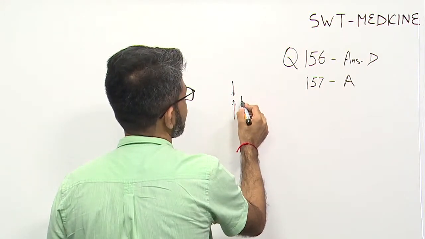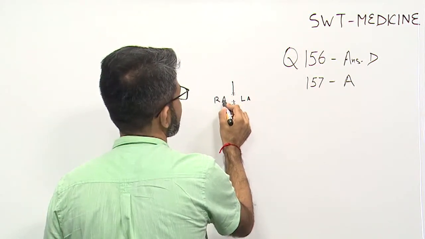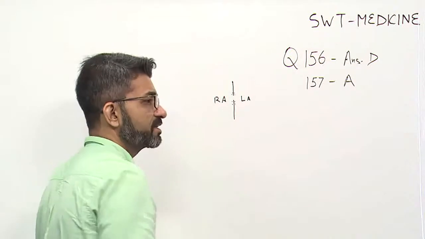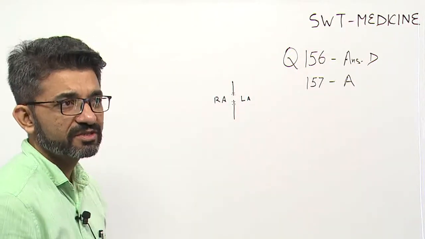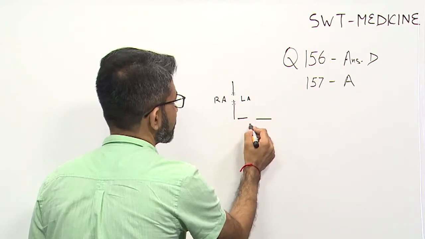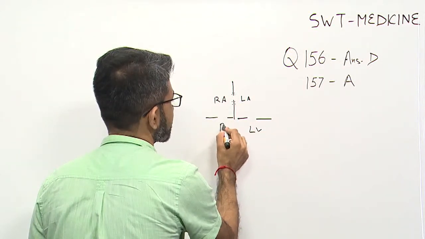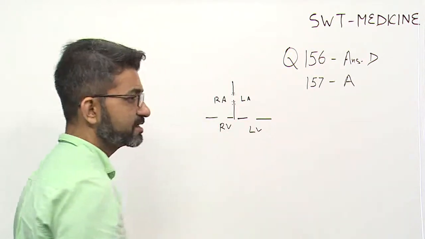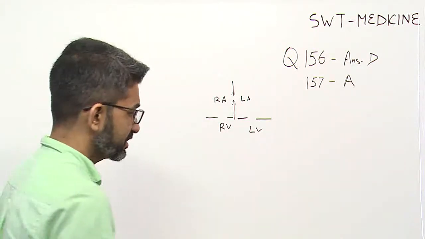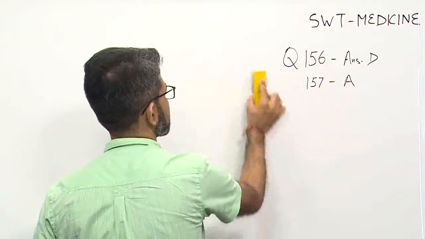So, between left atrium and right atrium, the pressure gradient is not that much as compared to that between left atrium and left ventricle, or right atrium and right ventricle. So, that is the reason why atrial septal defect patients are least likely to develop infective endocarditis.